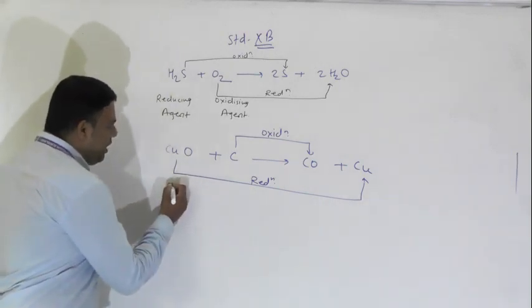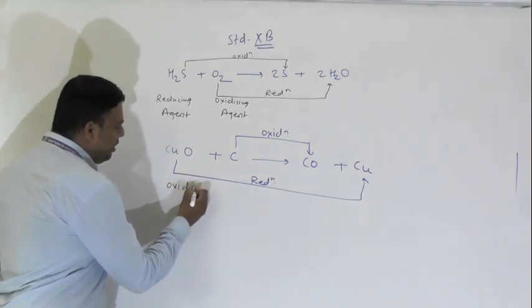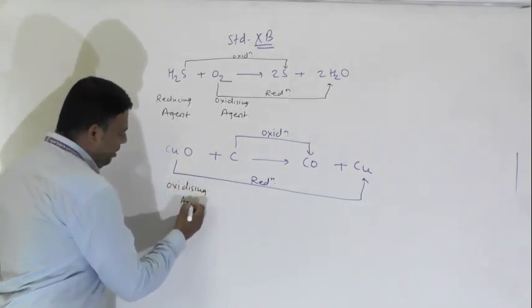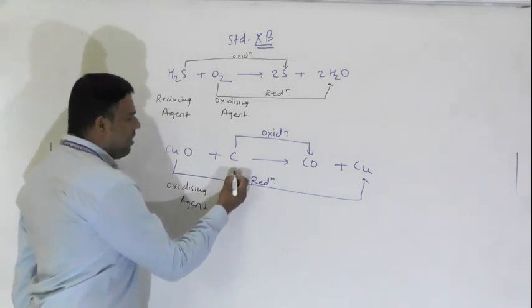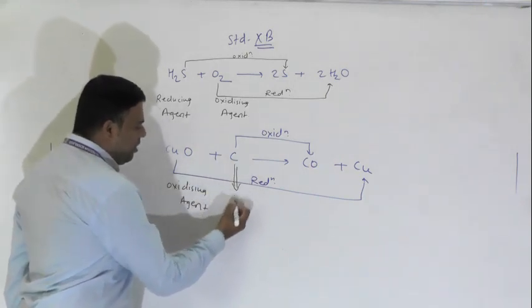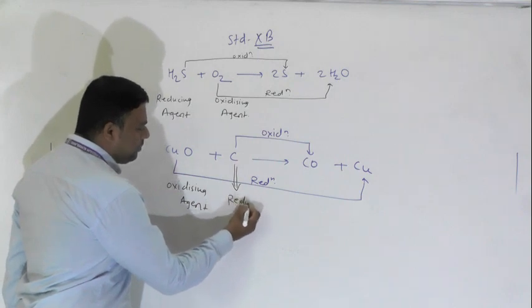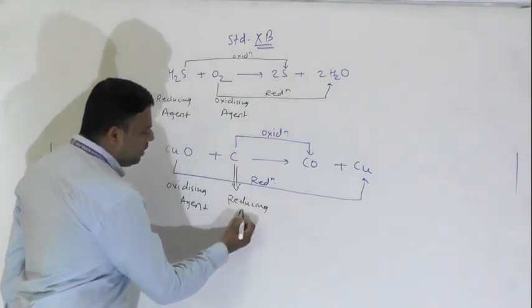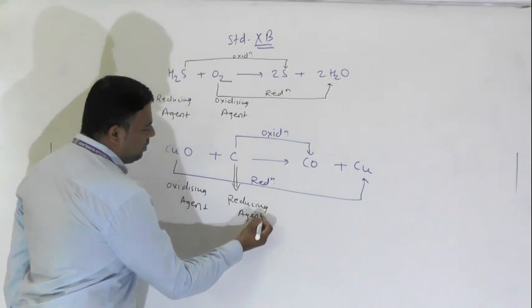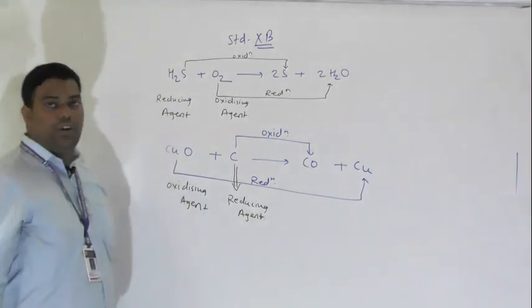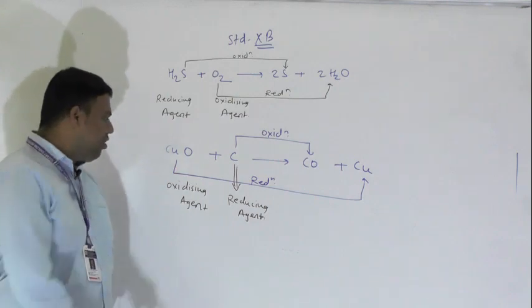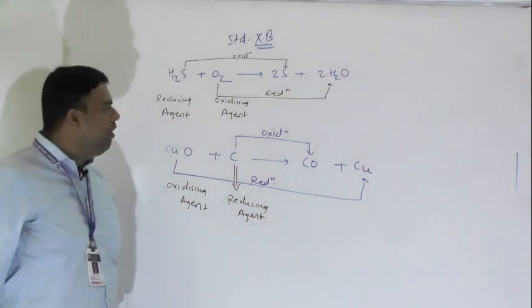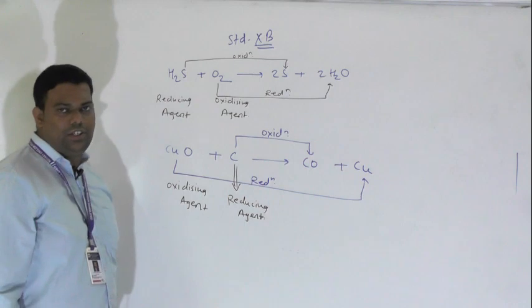So on the basis of that, CuO is the oxidizing agent, and carbon is the reducing agent. Okay, so this concept of oxidizing agent and reducing agent is very important.